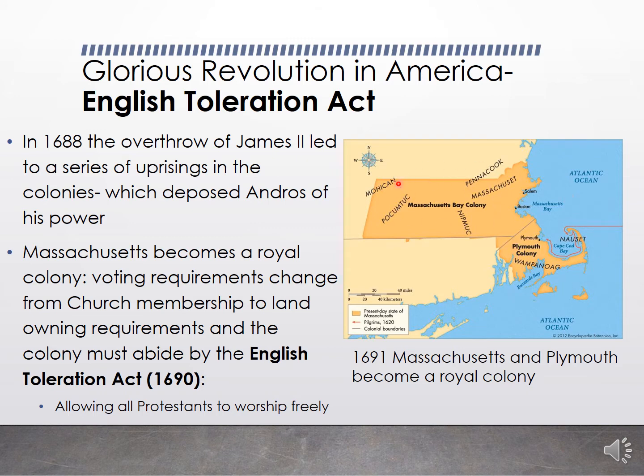Once this becomes a royal colony, these two colonies will be joined together. And significantly for the Puritan population, the voting requirements in this colony are going to change, because now that it is a royal colony, the colonists no longer can have control over who can vote. And so Parliament is coming in and saying, you cannot require that people are members of the church.